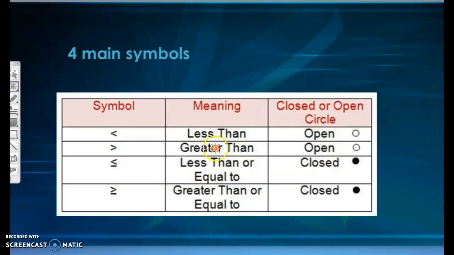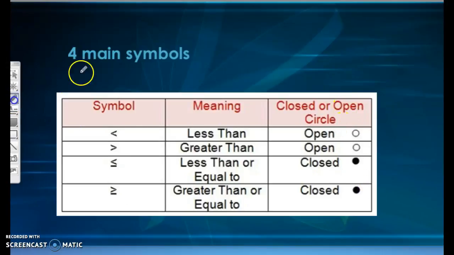So let's talk about the four main symbols that you're going to use. Again, it's the less than or the greater than. Notice these signs, you've been introduced to these for years now. But then we have this one, which is the less than or equal to. And notice that there is a line underneath the inequality sign. And this one is also a line under the inequality sign. And remember that that means it could be equal to. Okay? And what does this mean? What do the closed or open circles mean?